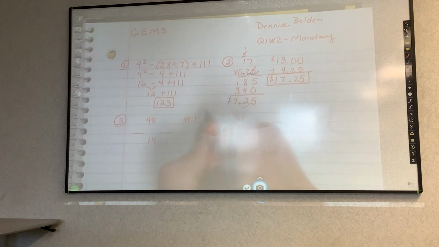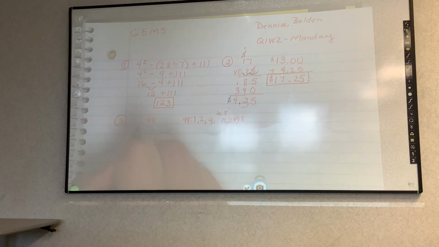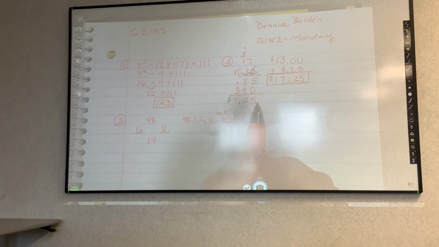Well, they definitely don't add to 14. 2 and 24 do not add to 14. Then I'm going to have 4 and 12. And then 6 and 8. So the only 2 numbers that combine are the 6 and the 8. So those would be your 2 answers, because nothing else adds to that.